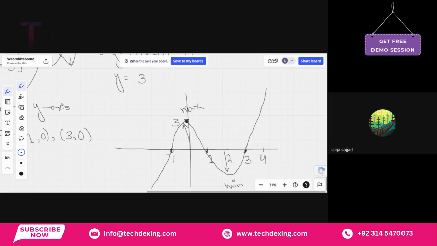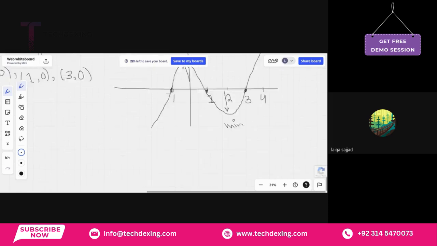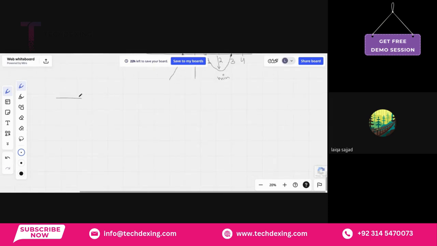After this, you should know some more general graphs. For example, if we are given an expression y equals 1 divided by x raised to the power n, but x should not be equal to 0, otherwise we would get an error.